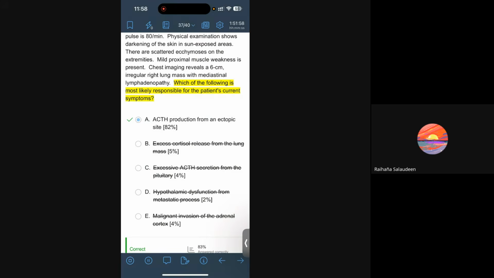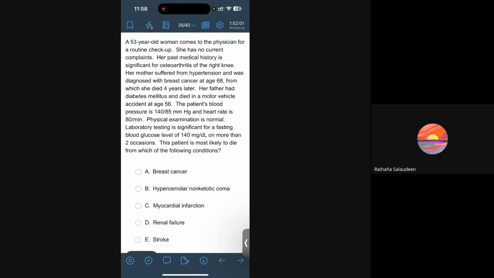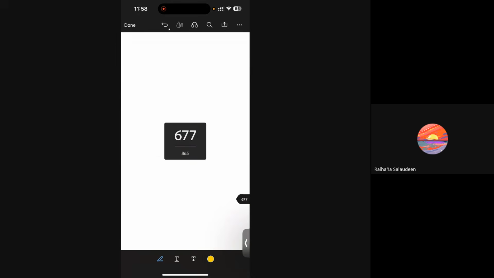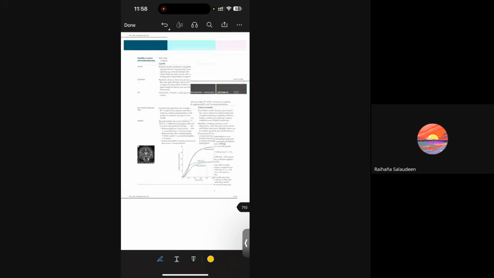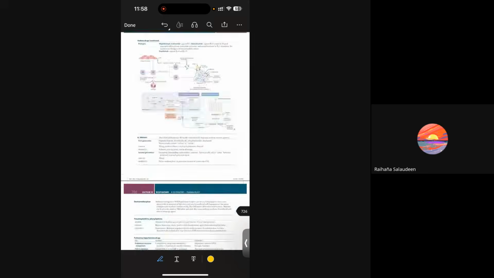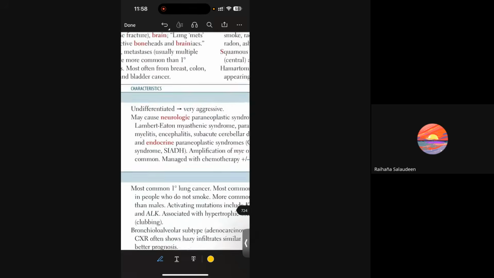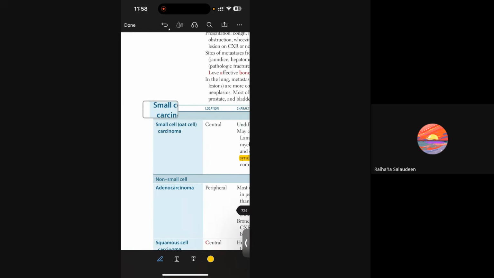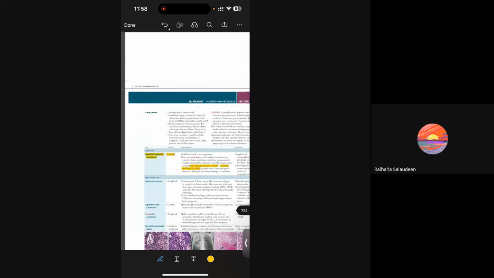Okay, let's move. You can see small cell lung cancer as well. Cushing syndrome and SIADH are paraendocrine neoplastic disorders occurring in small cell lung cancer, which has a central location. In our case, the location is central.